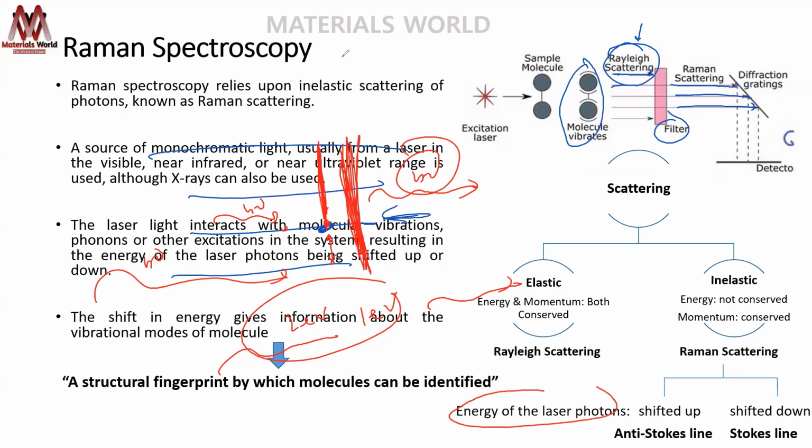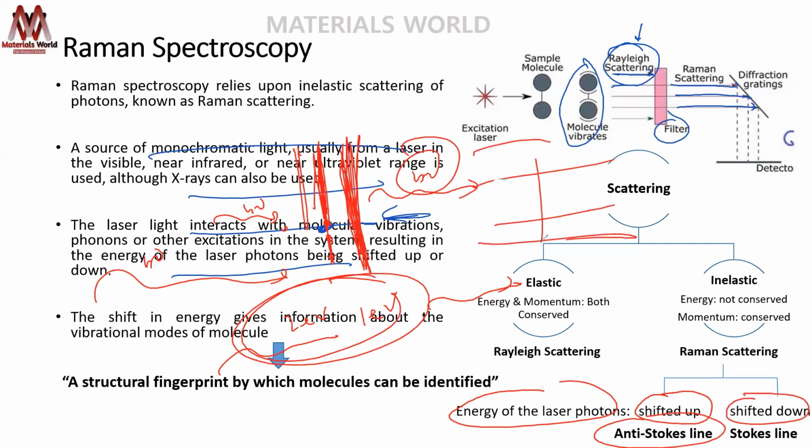If the energy of the laser photon is shifted up, it increases. That means your molecule was already at an excited state. We call it an anti-Stokes line. If the energy is shifted down, your molecule was at the ground state, so it takes energy to go to the excited state, and then it comes back. So the scattered photon has lower energy than the incident. That means the energy of the photon is decreased. Laser photons shifted down is called a Stokes line.